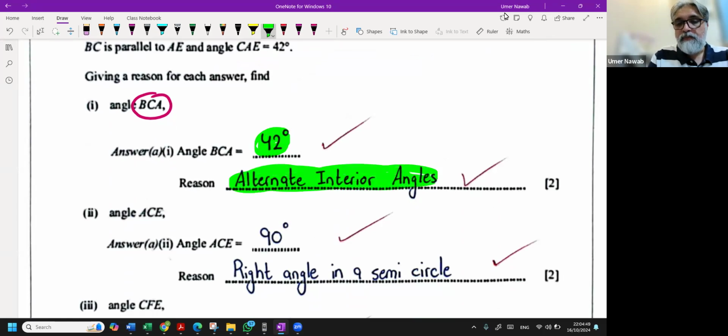So here the student has written the reason, alternate interior angles. It is better to mention "interior" in between, not only alternate pair of angles. If you mention alternate pair of angles, the examiner will accept it, but it is better to make it more precise, because there are alternate exterior angles and alternate interior angles. So this is alternate interior angles.